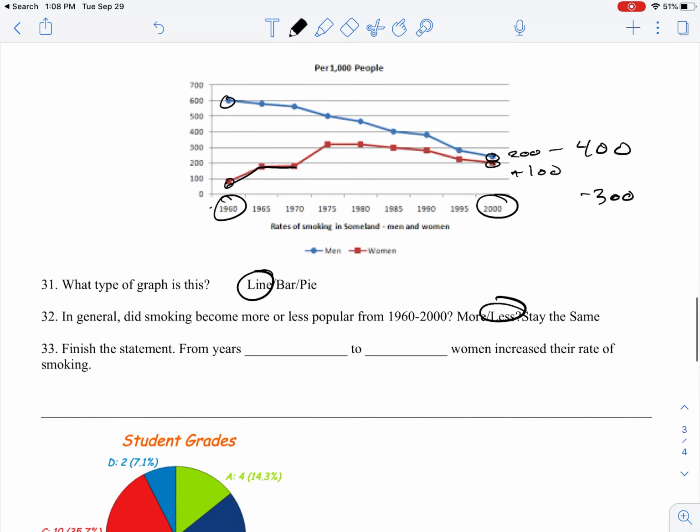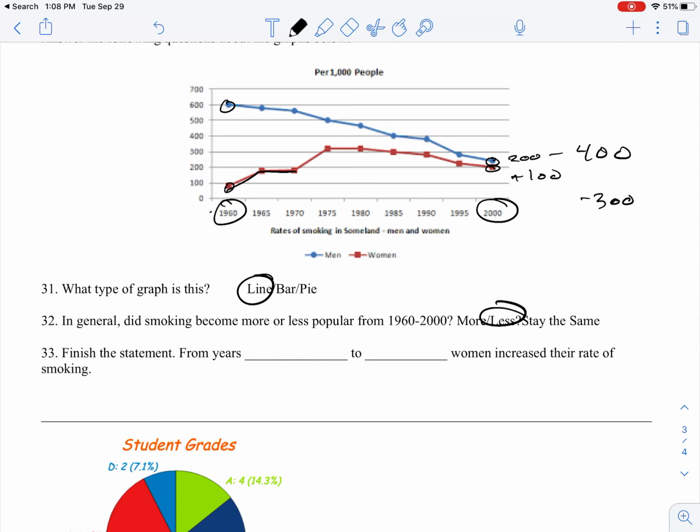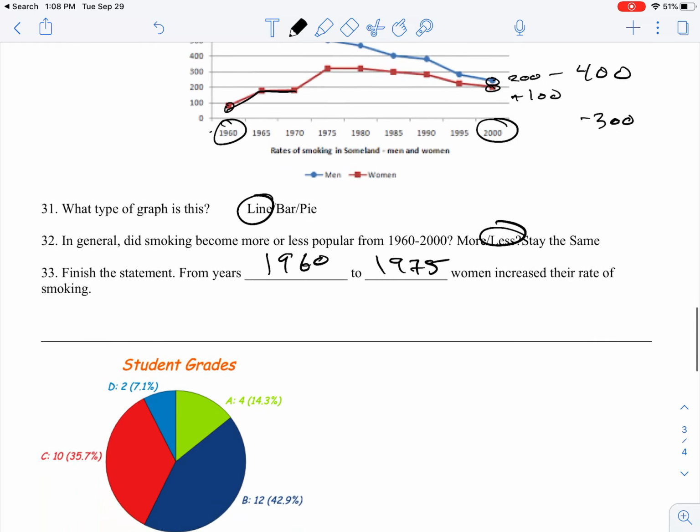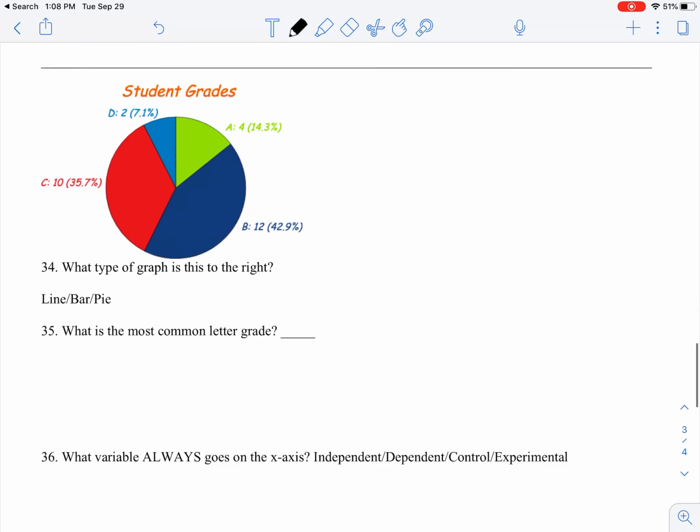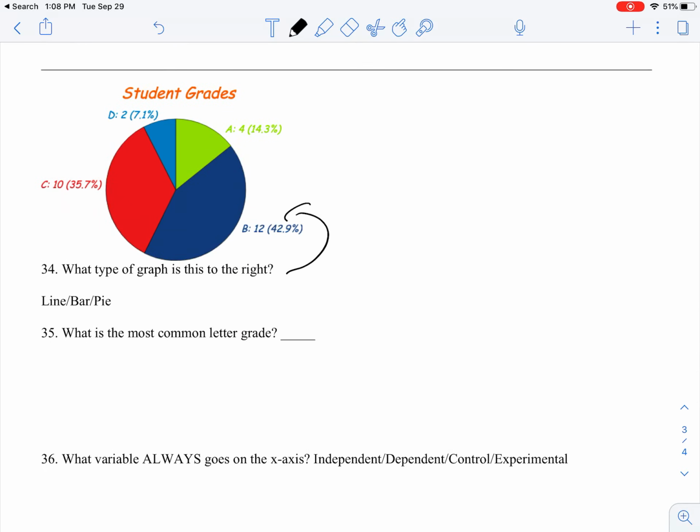So what years did women increase the rate of smoking? Overall, you'd say, so they definitely decreased from 80 down. And you'd say maybe it stayed the same from 75 to 80. So we'll just say from 1960 to 1975, it went up. What type of graph is it? To the right, sorry, it should be above. This is a pie chart. Most common letter grade, just look for the biggest slice, or you can look at the percentages, and that would be letter B.